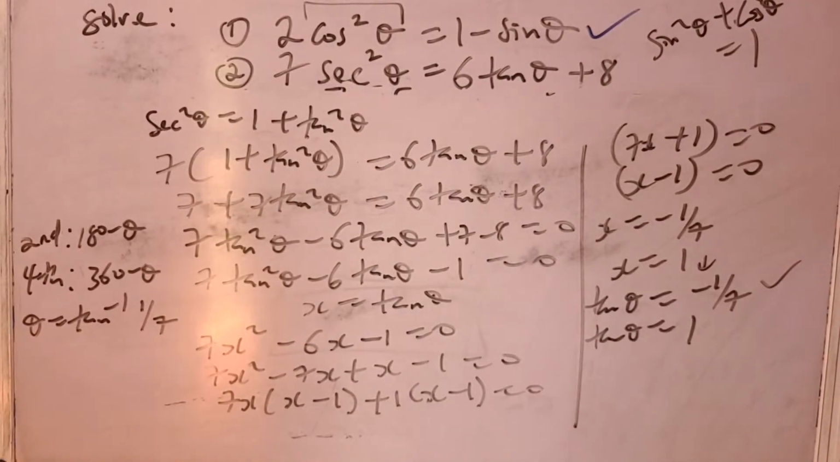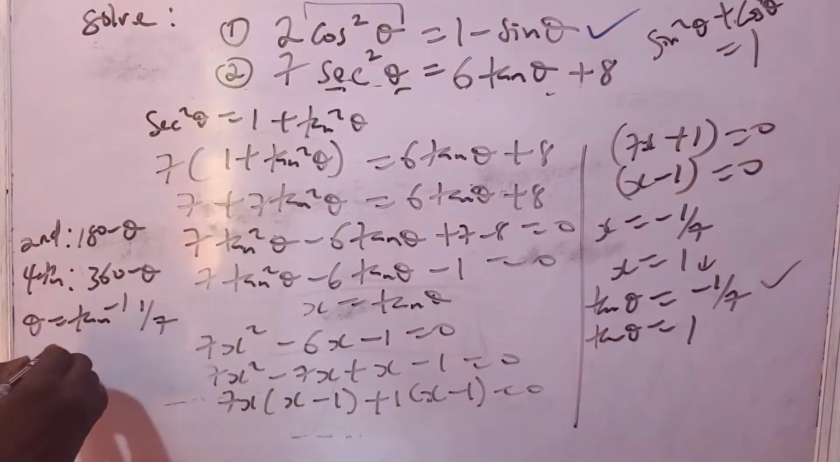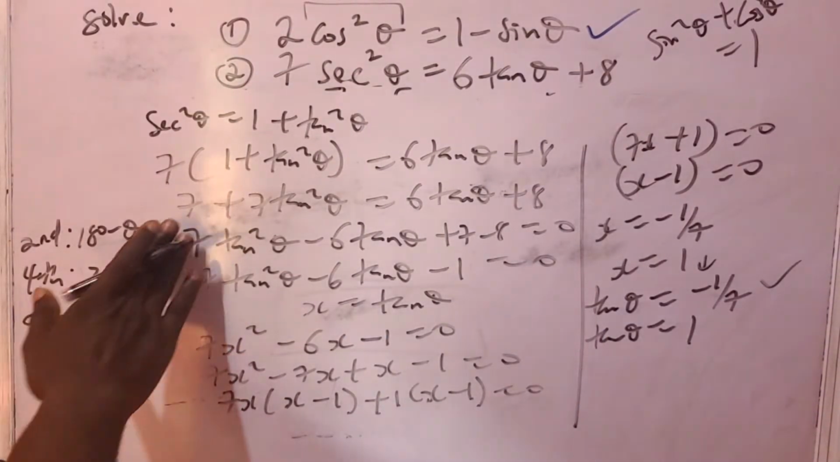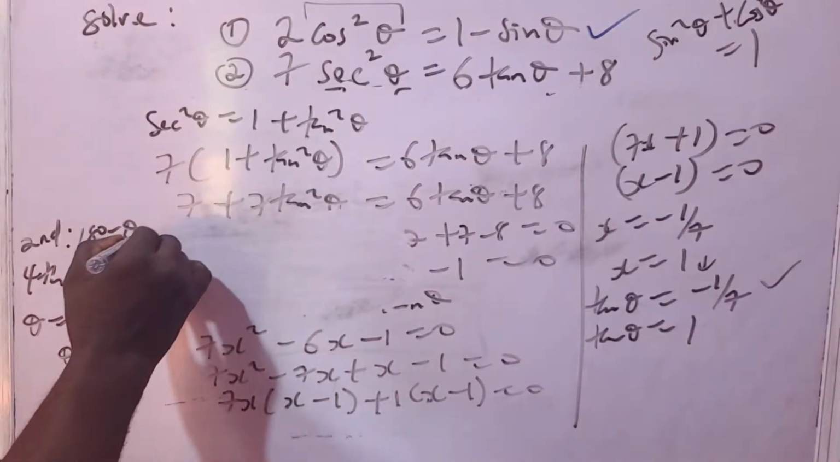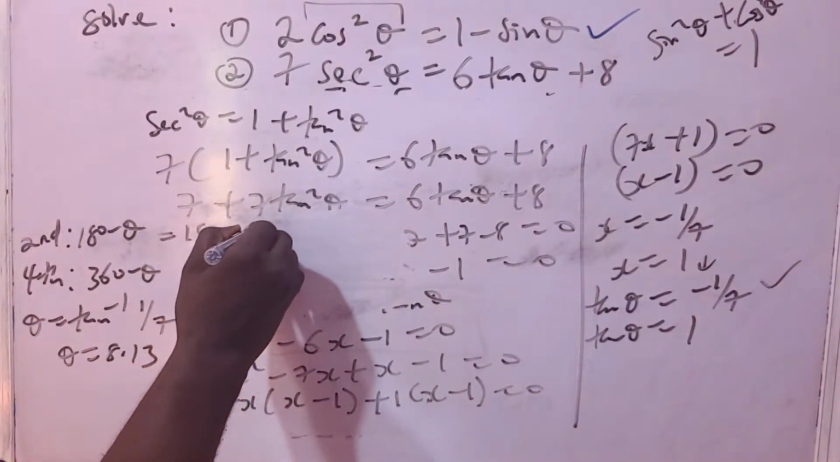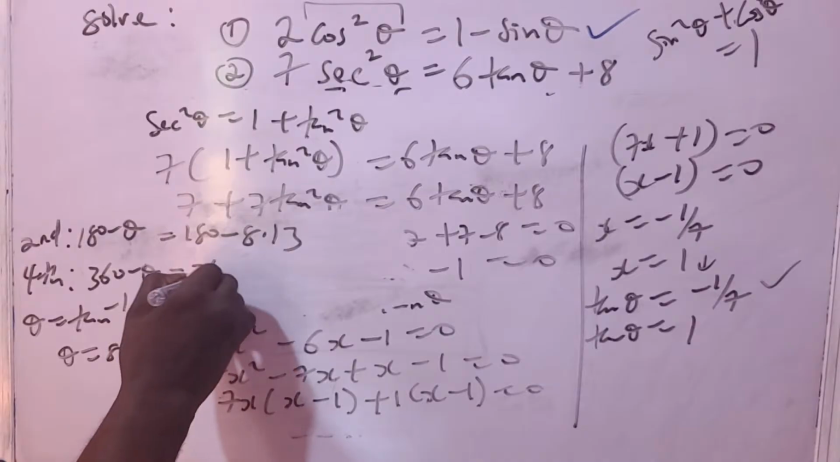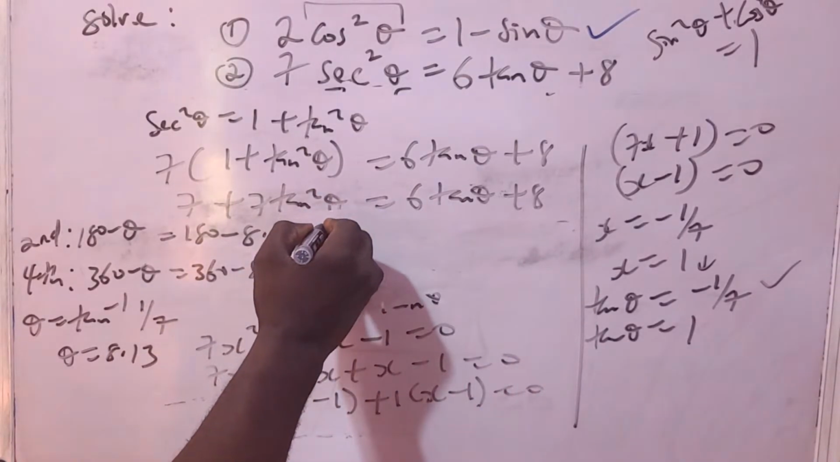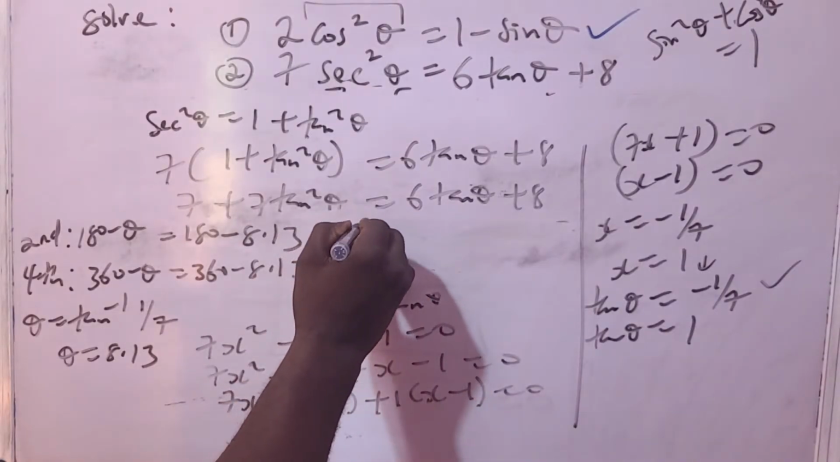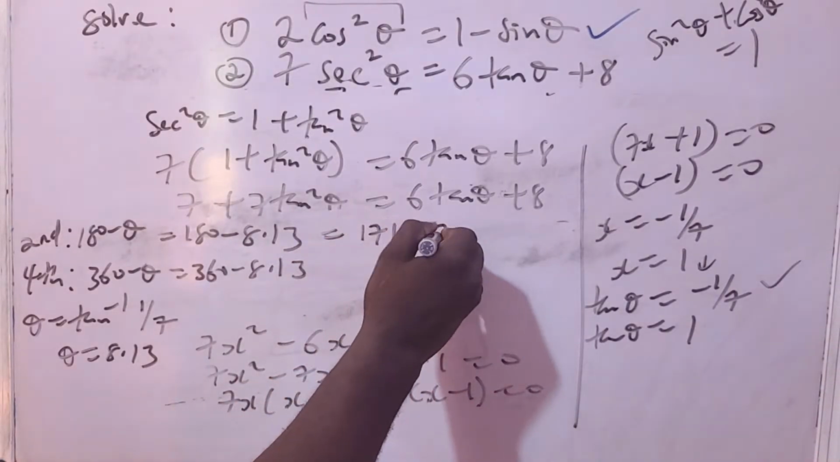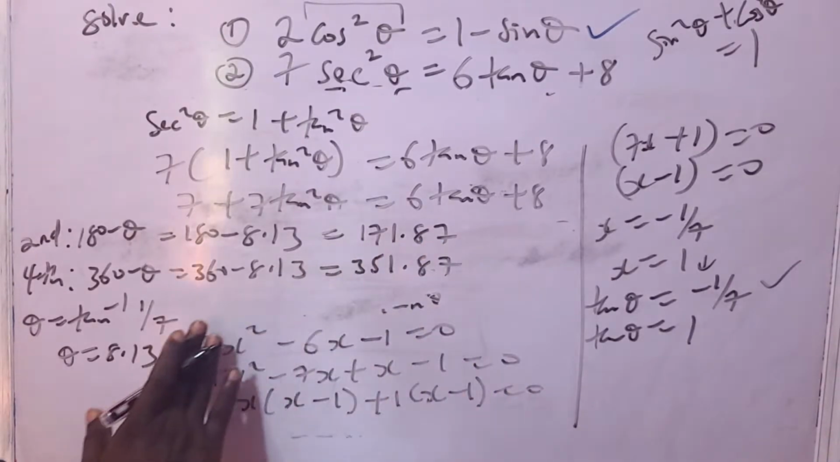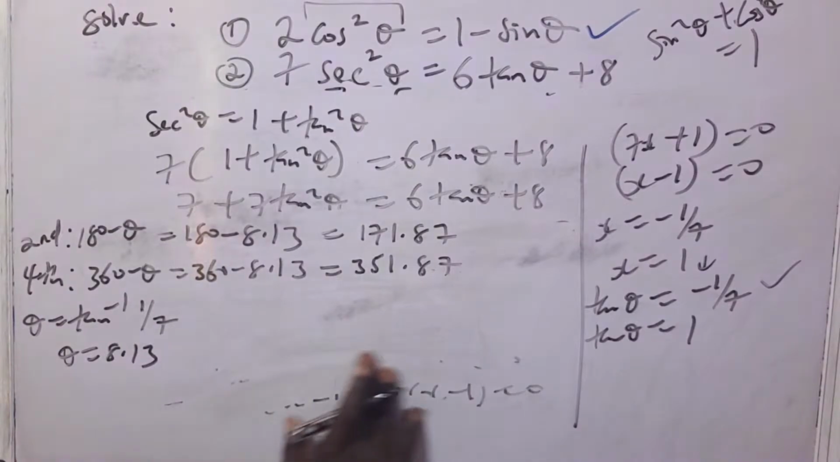So if you find arctan 1 over 7, you'll have theta being 8.13. You have to go on and use that in this expression. That will be 180 minus 8.13, and that will be 360 minus 8.13. This obviously will give you the value of 171.87, and this will give you the value of 351.87. Alright, so that's the first aspect of things.